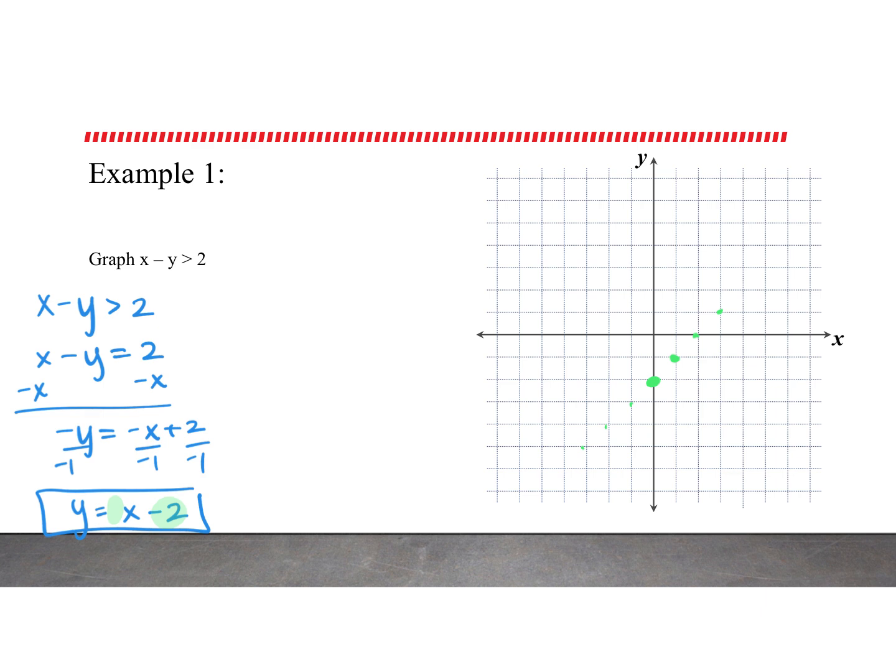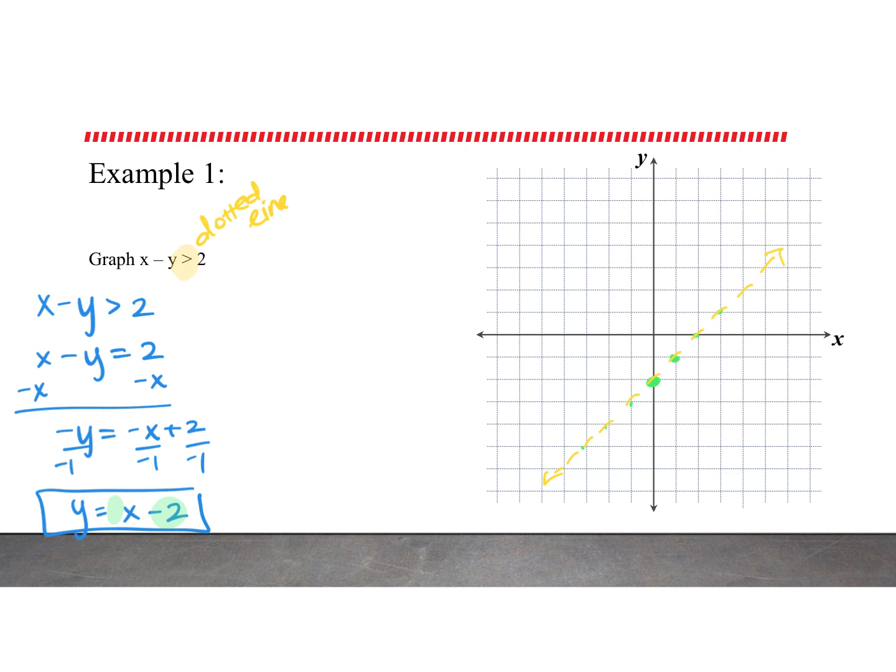Now, before I graph the line there and connect those dots, I'm going to go back to the original equation and remind myself that it was a greater than symbol, which means this needs to be a dotted line. So we can connect these points with a dotted line on your graph.